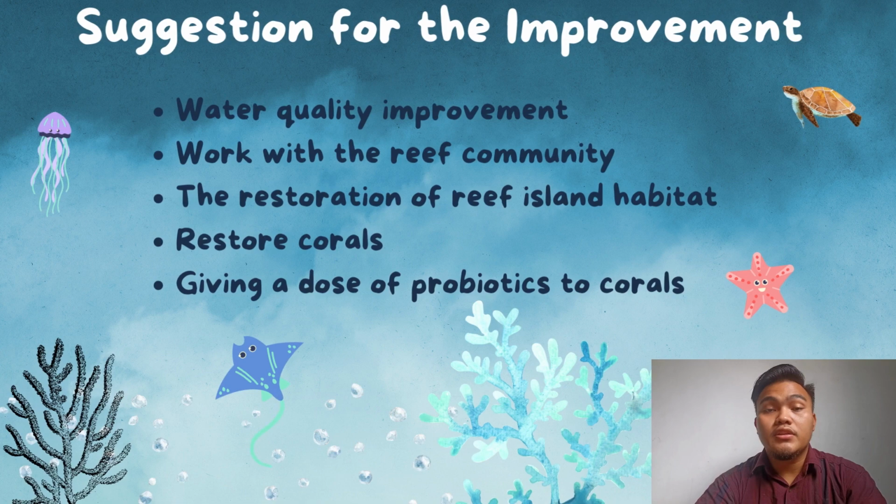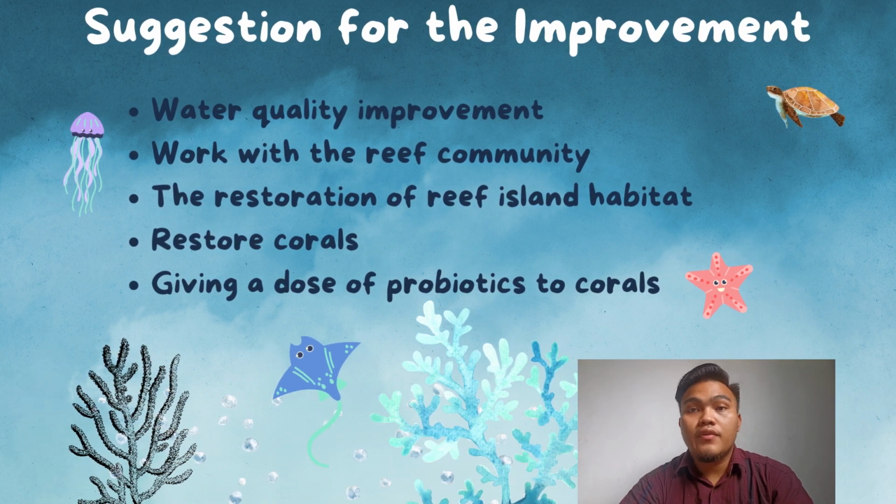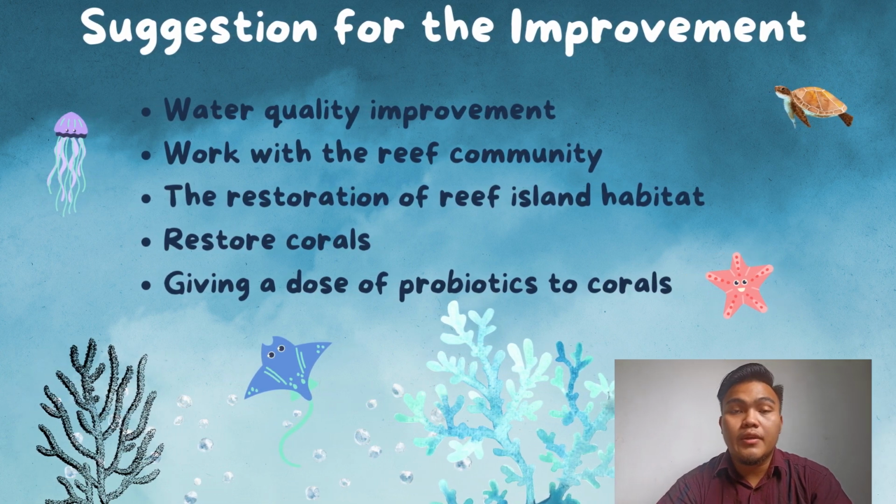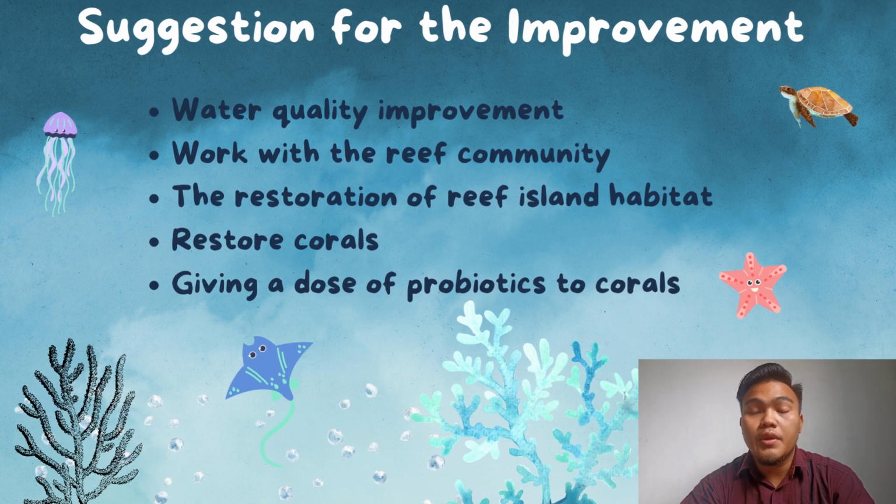Next, I will explain the suggestions for the program. There are several proposed ways for the Great Barrier Reef restoration program to be more alert and preserved in the future. The first suggestion is water quality improvement. Improving the water quality where the Great Barrier Reef is located is one of the key strategies for recovering it. The best way to improve water quality is to implement the best measures by stopping pollution at its source before it reaches the coral reef.